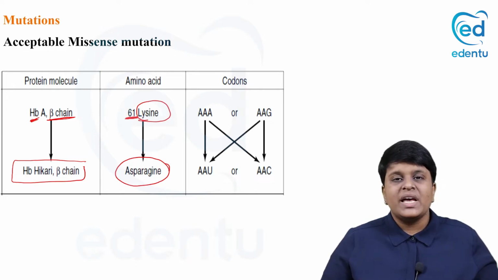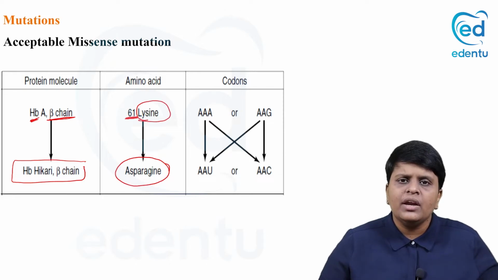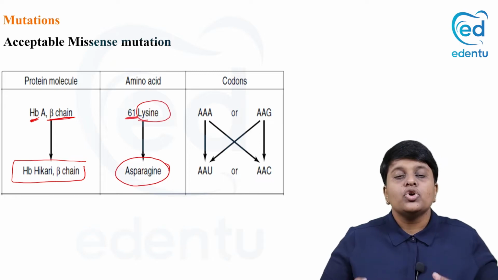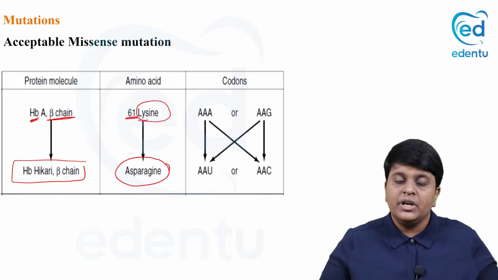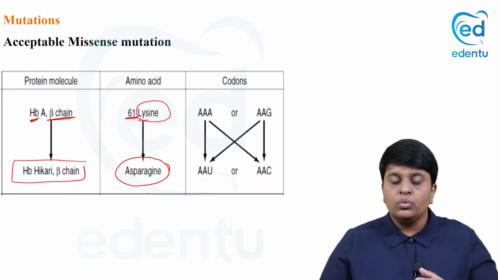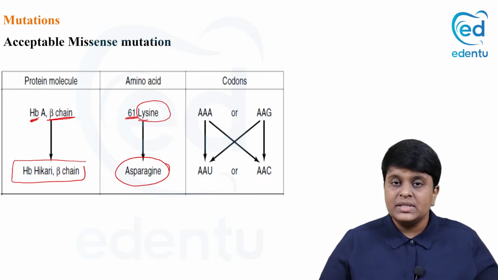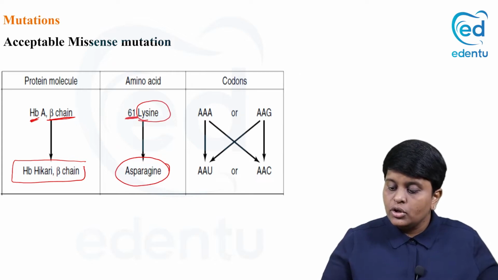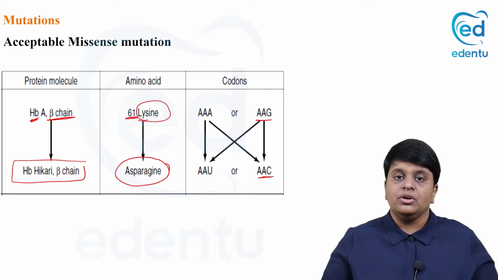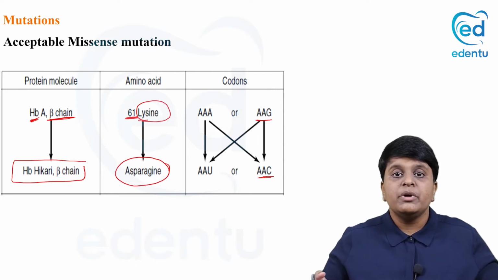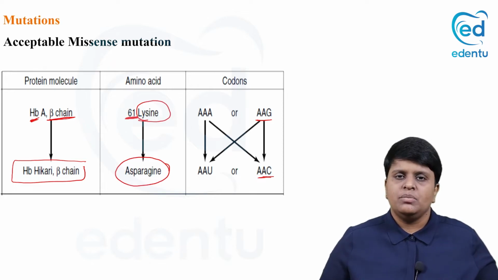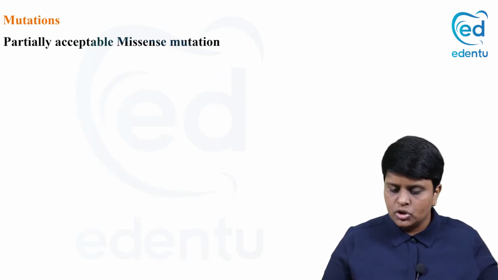So it is referred to as acceptable missense. It is just a variant of the normal hemoglobin. It will not have any effects on the function. So the oxygen carrying capacity of hemoglobin is maintained. So you're not worried about the mutation. And that is hemoglobin Hikari, which is an acceptable missense mutation. Here if you see, the different codon changes have been mentioned, which led to replacement of lysine in the 61st position by asparagine, and that is hemoglobin Hikari. You can accept it. It is not a problem.